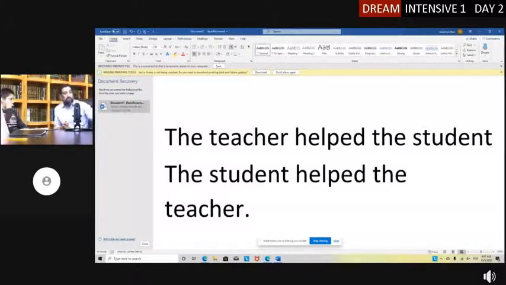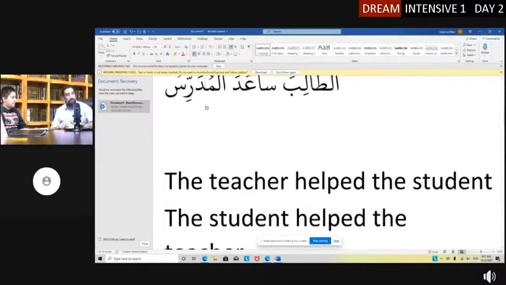What about this case? The student helped the teacher. Who is the doer here? The student is the Rafa. He's a doer. Therefore, it has a U ending. Rafa means U. Student should be ooh this time, and teacher should be ah. We're going to go back to it.